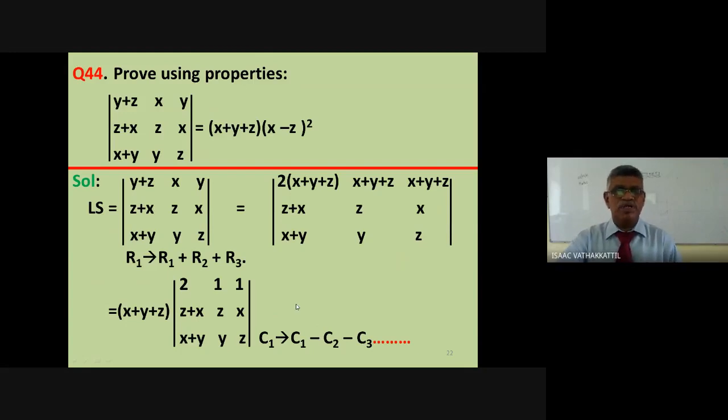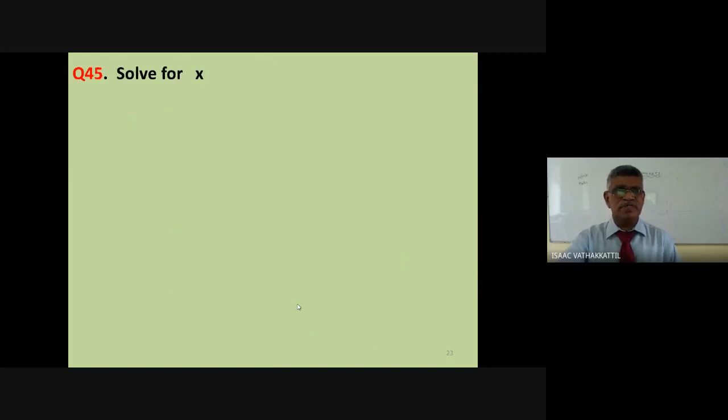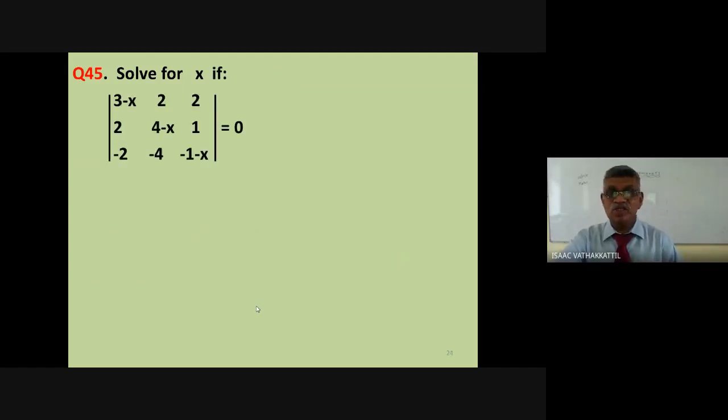Now, prove using properties, we are making a halt now. We are further going to solve for x. Solve for x means find the value of x. This is not to prove, remember. Don't get confused. You are given an equation which involves a determinant. You have to find the value of x provided this equation is true. Don't try to prove this. You are given this, you have to find the value of x.